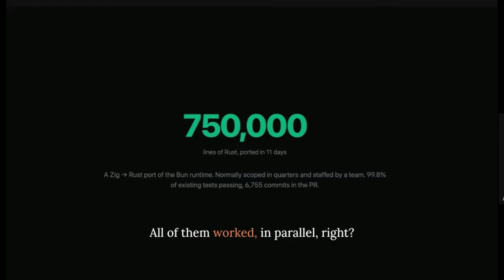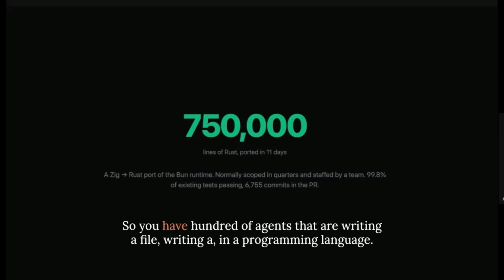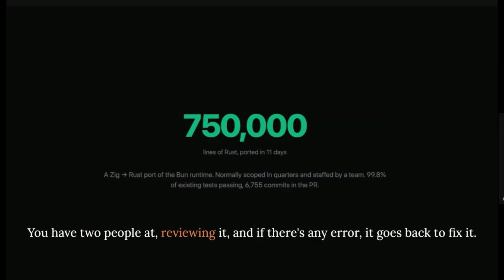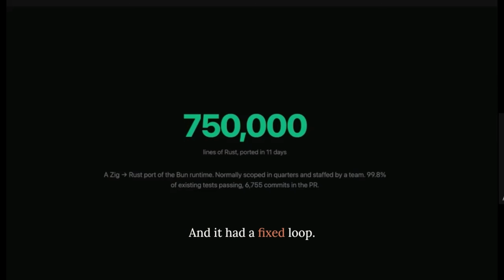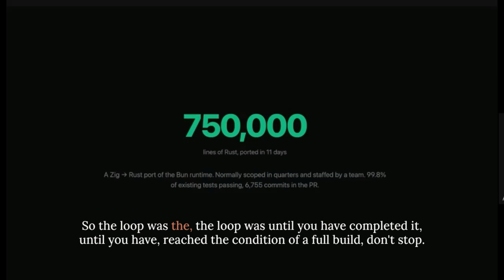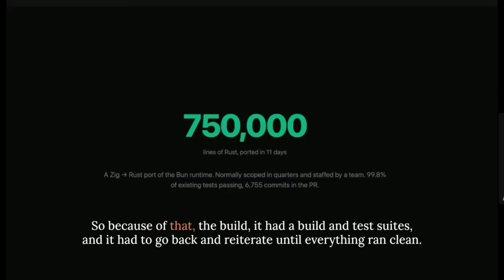All of them worked in parallel, right? So you have hundreds of agents writing files in a programming language, with two agents reviewing each one. If there's any error, it goes back to be fixed. And it had a fix loop: until you have reached the condition of a full build, don't stop. Because of that, it had a build and test suite, and it had to go back and iterate until everything ran clean.